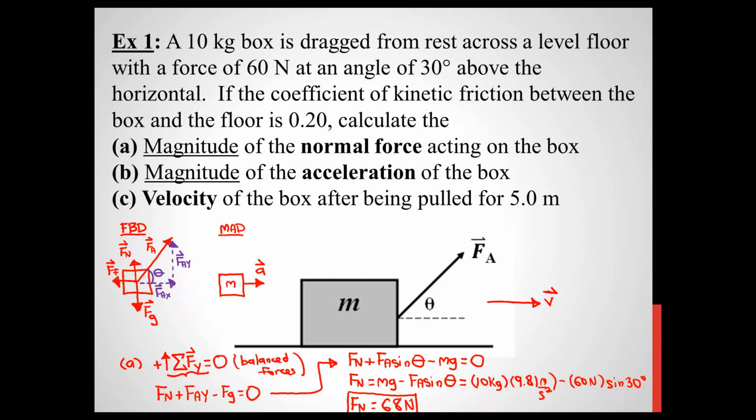Part B wants me to calculate the magnitude of the acceleration of the box. Well, the acceleration's in the x direction, so we're going to use our equation of motion in the x direction to do this. Before I go to the next slide, let's just quickly look at the free body diagram and look at the forces in the x direction. We have 2 of them. We have the horizontal component of the applied force, Fax. It points right. It's going to be positive. And we have the force of friction, which points towards the left. It's going to be negative.